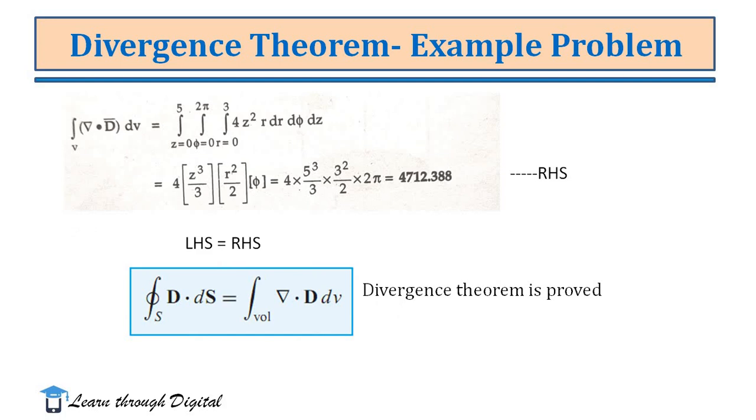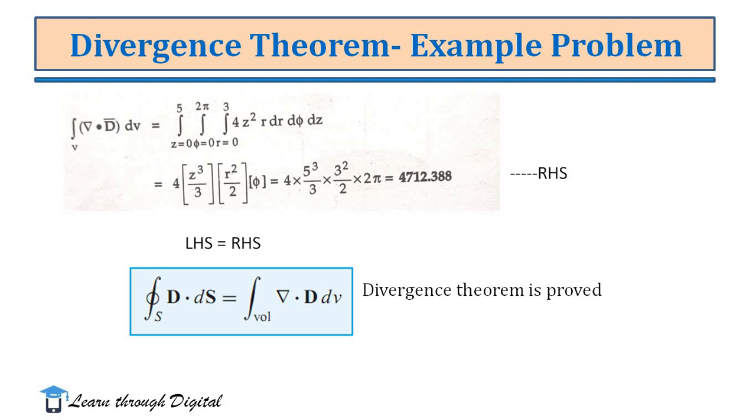Then we find the volume integral of del dot D vector dv. Volume integral is a triple integral. Here the limits are r is equal to 0 to 3, φ is 0 to 2π, z is equal to 0 to 5. Evaluate it. We substitute the values for r, φ and z. Finally, I will get the volume integral of del dot D vector dv is equal to 4712.388.